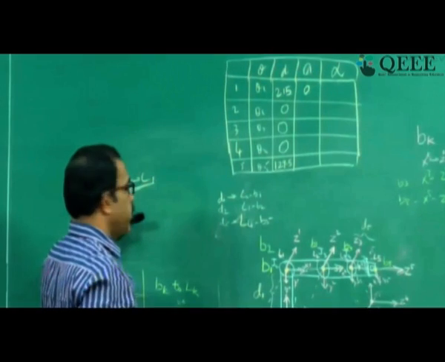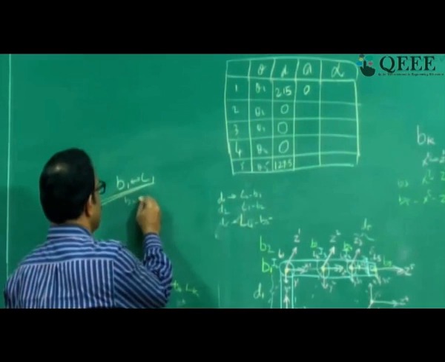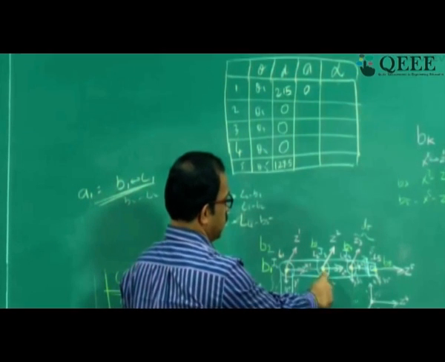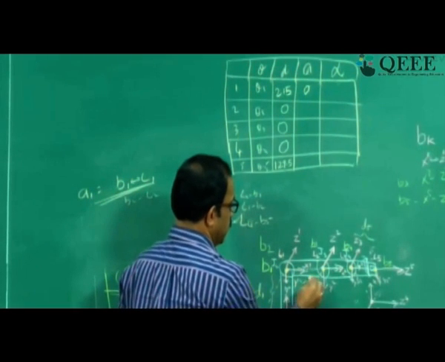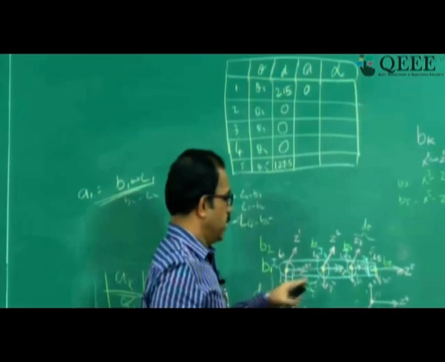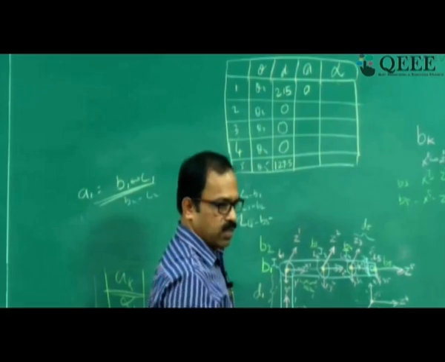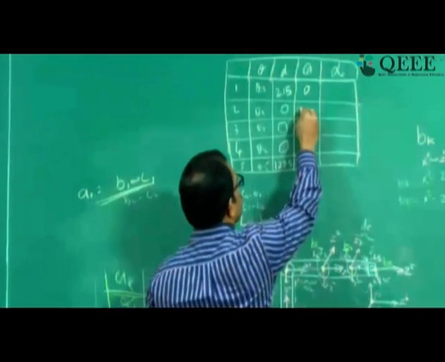Then B2 to L2. B2 to L2 is the link length. So this is B2, this is L2. So this distance is A2. You will get this as A2, and A2 as per the diagram is 177.8.